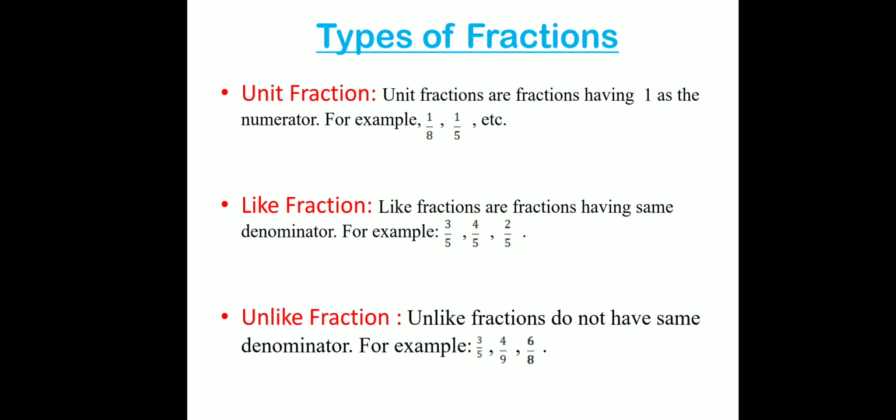Next is unlike fraction. Now when you read the name unlike fraction, you might understand the definition because the opposite of like is unlike. So unlike fraction will be opposite from the like fraction. And what is like fraction? Fractions having same denominator. Means what will be unlike fraction? Which do not have same denominator. For example, 3 by 5, 4 by 9, 6 by 8. Here 5, 9, 8. The denominators are different, right? So that is unlike fraction.